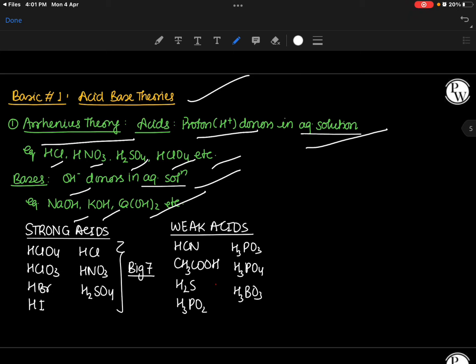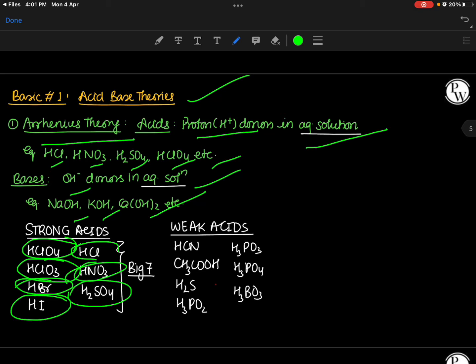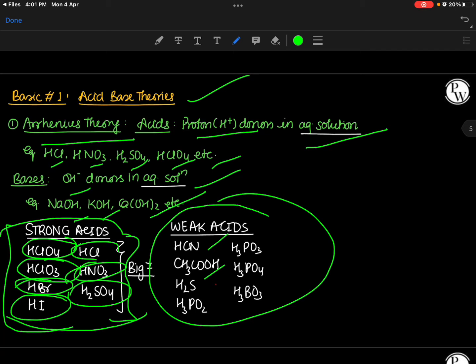There are some examples of strong acids. Strong acids: HClO4, HClO3, HBr, HI, HCl, HNO3, H2SO4. That is called the big 7. You have to remember this: HClO4, HClO3, HBr, HI, HCl, HNO3, H2SO4. There are some weak acids like HCN, CH3COOH, H2S, H3PO2, H3PO3, H3PO4 and H3BO3. CH3COOH, H2S and HCN are already in mind, but there is some confusion when H3PO2, H3PO3, H3PO4 and H3BO3 come.